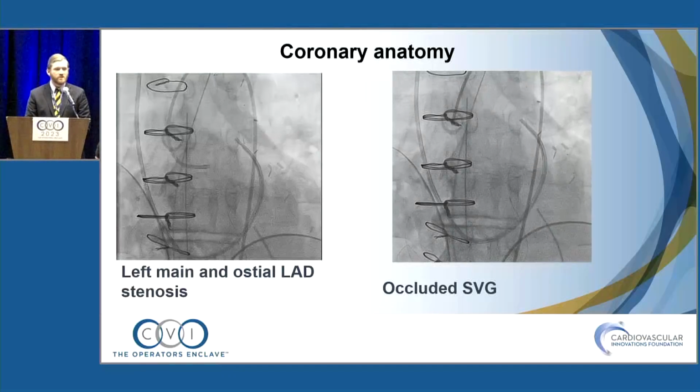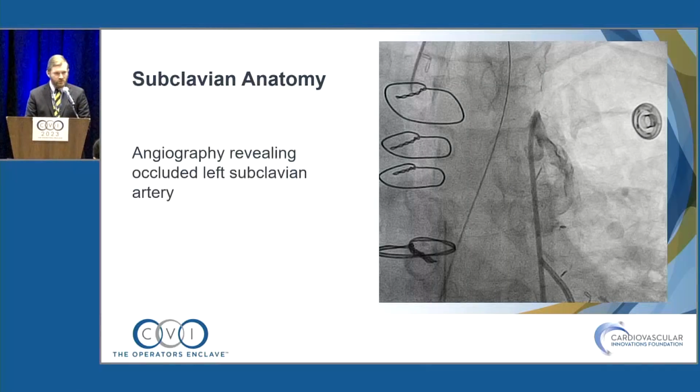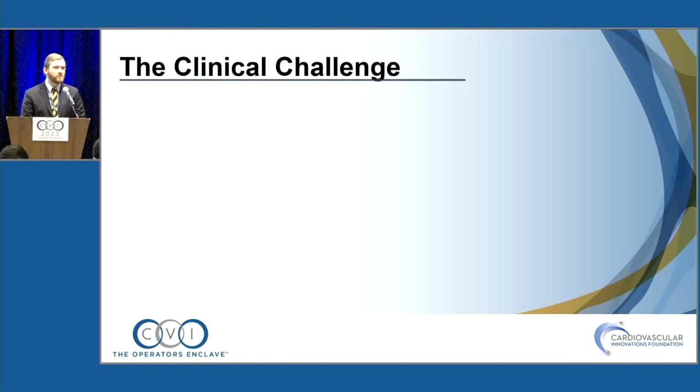His SVG was occluded. So the surprise or the challenge when we took him and did this was actually his subclavian artery was completely occluded. So at that point, we had a decision on our hands that we had to make, and that was our clinical challenge. We have a gentleman who presented with NSTEMI. He had recently undergone a CABG. His OM graft was down. He was in cardiogenic shock. And then the decision is, what do we do with this occluded subclavian artery?